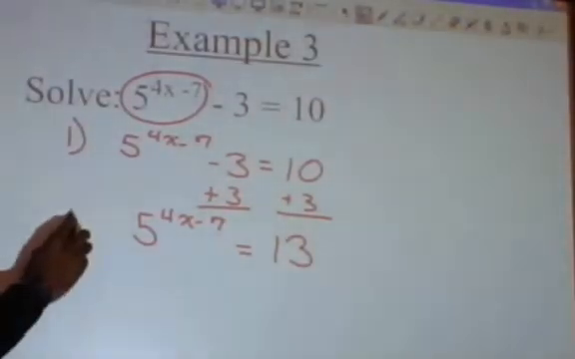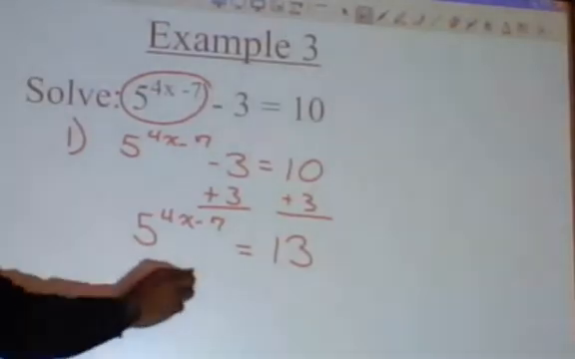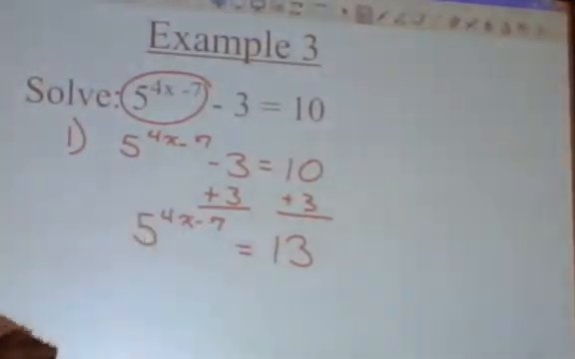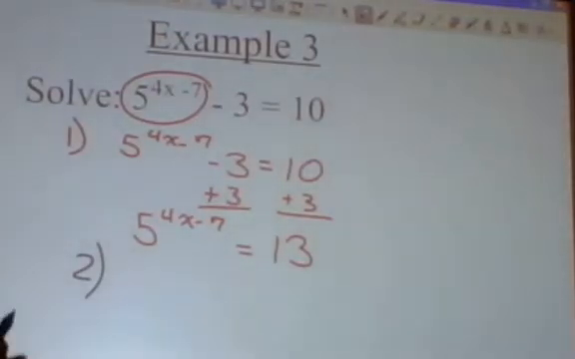Right, so that's the first step. Now, because this whole thing is our exponential function, we need to go to step 2, because we got the exponential function by itself. So now step 2 said take natural log of both sides. So now we're going to do that.